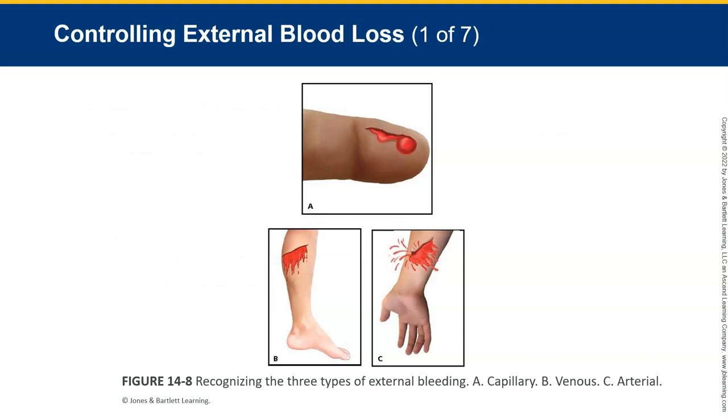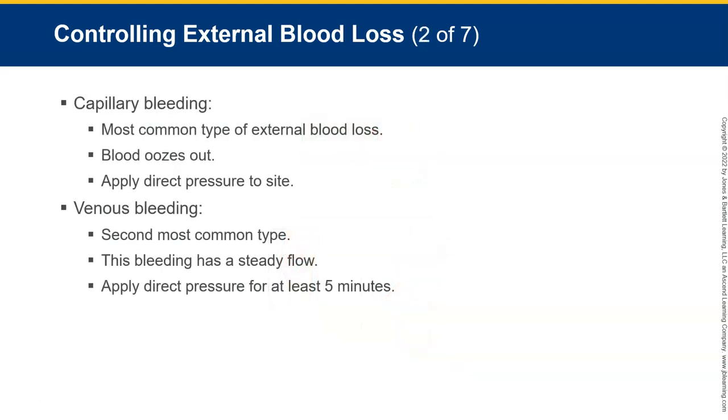So when we talk about trauma, we see that we have some different kinds of blood loss. We have 3 separate types, and as you see in your pictures, A is going to be capillary, just that little paper cut. B is going to be venous, and we'll talk about each one of these. And then C is going to be arterial, which is the one that can become a bit of a problem.